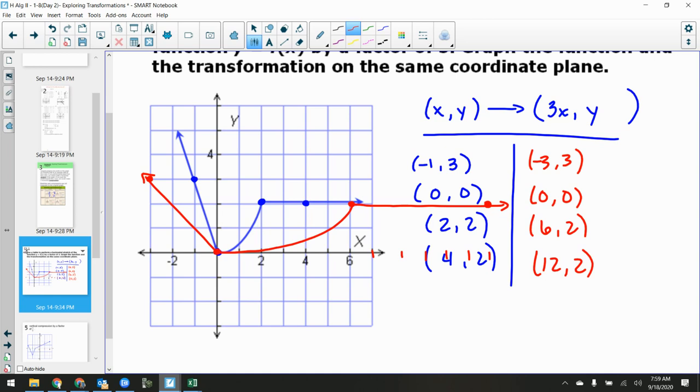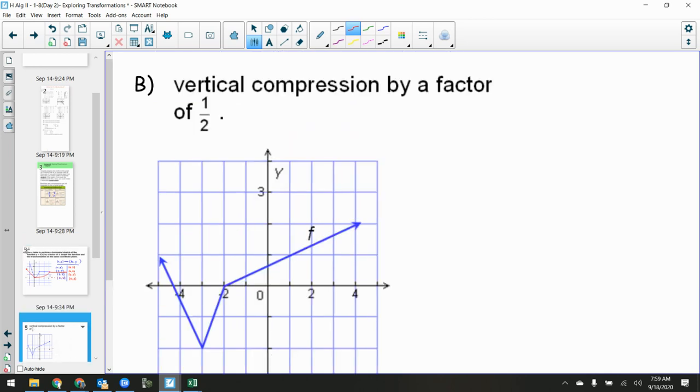That's not so hard with linear ones because you work with them a lot. But if I give you a quadratic and you just look at the equation, you should be able to visualize it without even needing to graph it. Based on these transformations: vertical compression by a factor of 1/2.